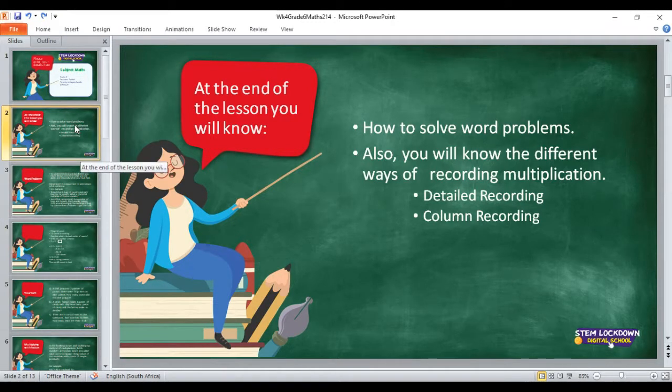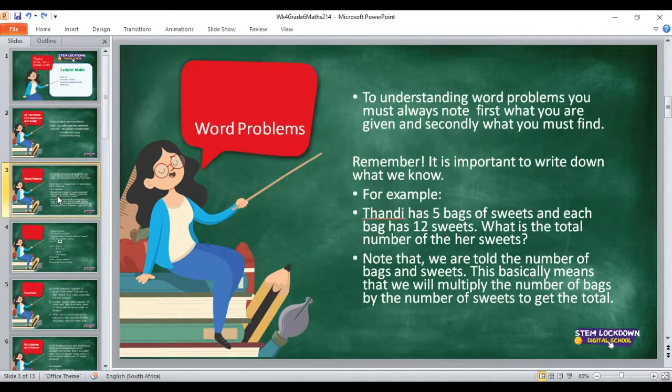So today we are continuing with our multiplication. But today what we are going to learn about is how to solve word problems. And also you will know the different ways of recording multiplication, which are the detailed recording and the column recording. All right, word problems. Let's start with the word problems.